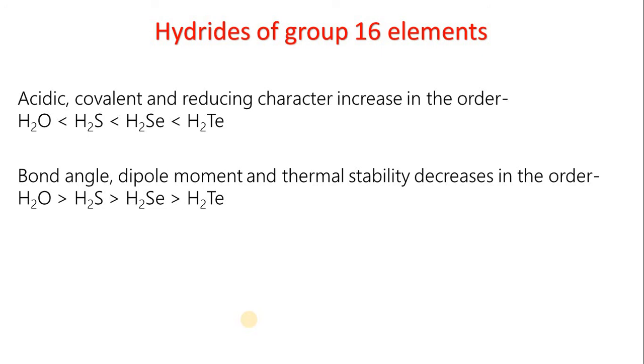In case of water, the size of oxygen is small and the bonding electron pairs in the OH bonds are very close to each other and they repel each other to the maximum distance. But in case of H2Te, the size of tellurium is larger, so the repulsion between the bonding pairs is least, and we get this trend in bond angle. Similarly, we can explain the trend in dipole moment and thermal stability.